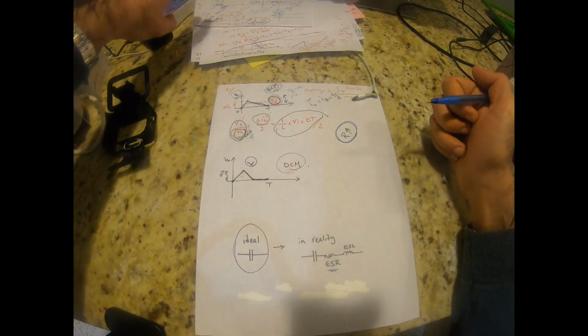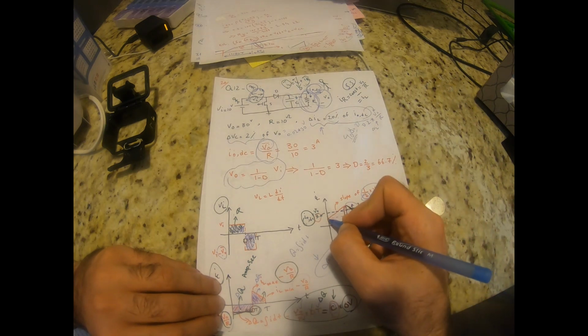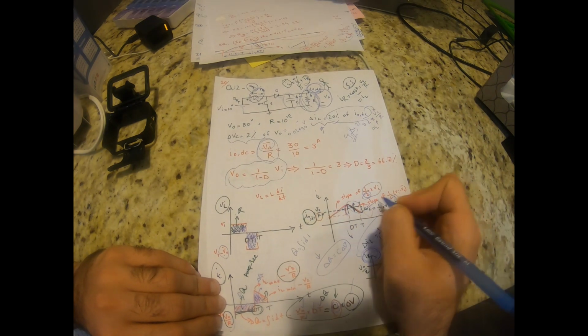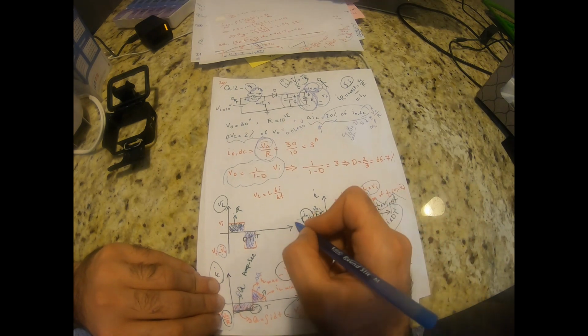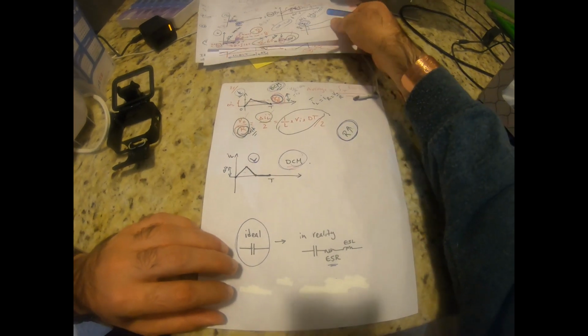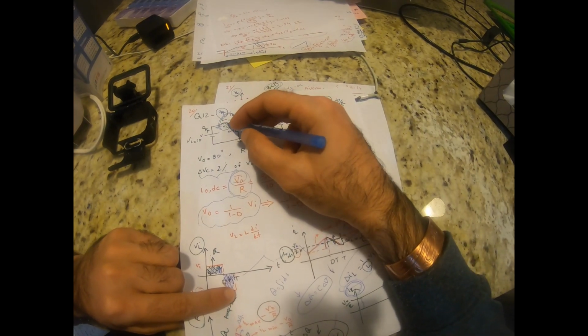When we say CCM, continuous conduction mode, it means that we always have some current going through our inductor, right? It never reaches 0, right? But in the discontinuous conduction mode, at some time, we don't have any current going through our inductor.